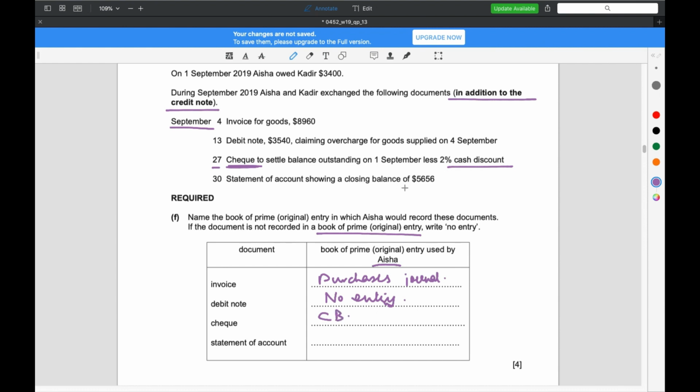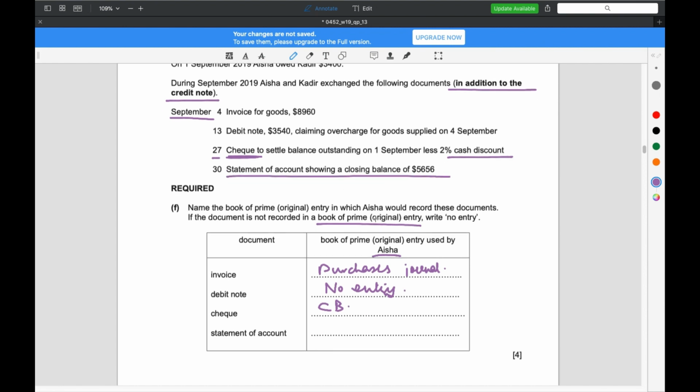Statement of account showing a closing balance of 5656. Now, a statement of account is actually not recorded in any book of prime entry. In this case, he's asking for a book of prime entry, so it's not going to be over on any book of prime entry. So you can just write no entry.